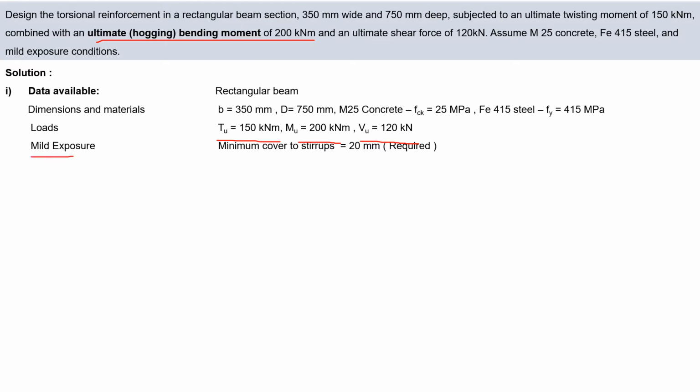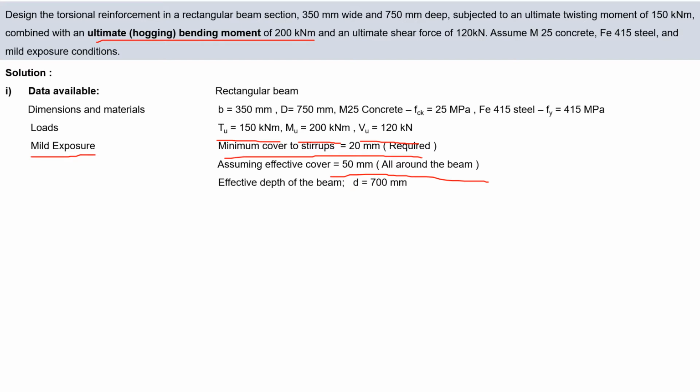Now, since it is the condition of mild exposure, that means the beam, after construction, will be exposed to mild exposure conditions. So, minimum cover to stirrup required is 20 millimeter at least, as per IS 456. And let us assume the effective cover as 50 millimeter all around. That means on all sides of the beam, the effective cover to the reinforcement is 50 millimeter. So due to that, the effective depth of the section will be 750 minus 50, that is 700 millimeter.